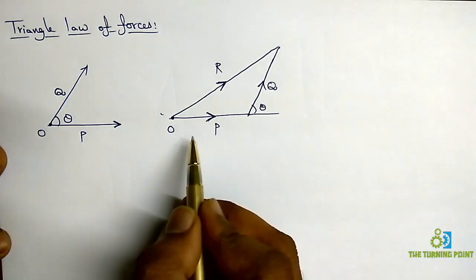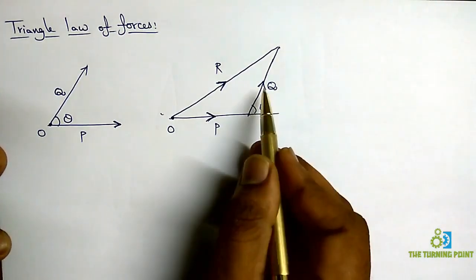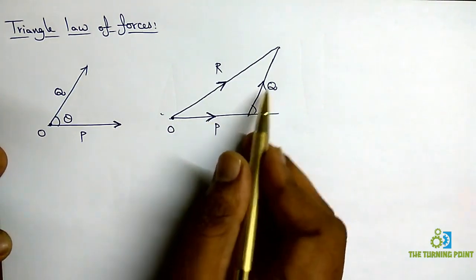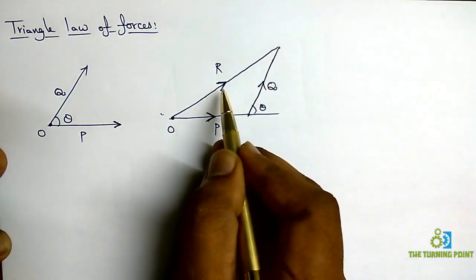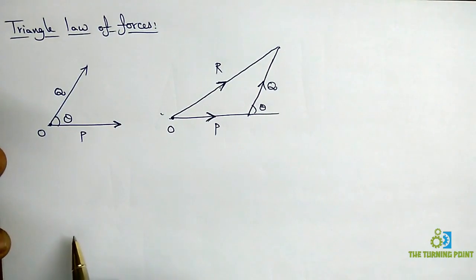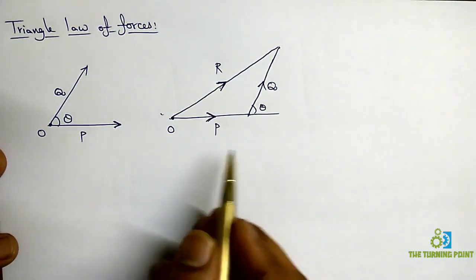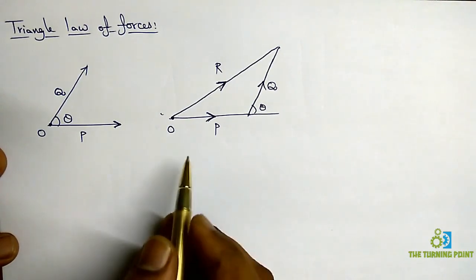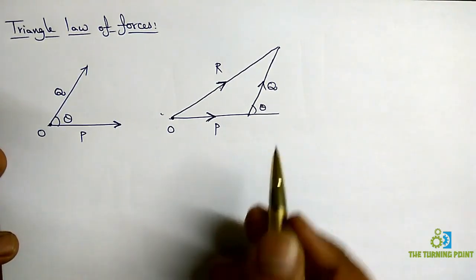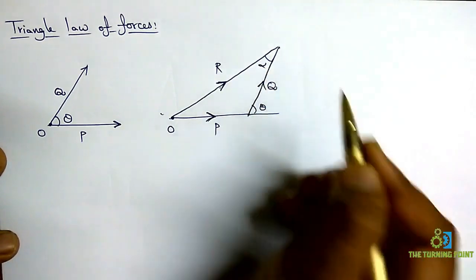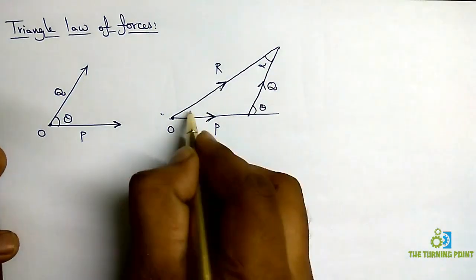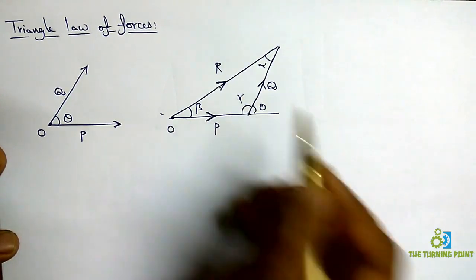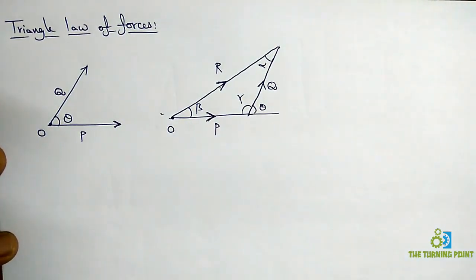Once again, the statement says: if two forces are considered as the adjacent sides of a triangle, taken in order, then the closing side of the triangle represents the resultant. In order to give an analytical relation, we use the sine rule here. Let us consider the angle between these two as alpha, the angle between these two as beta, and the angle between these two as gamma.